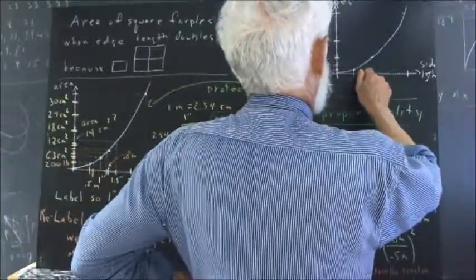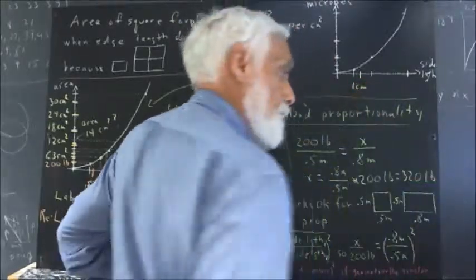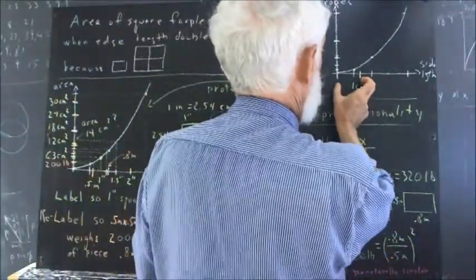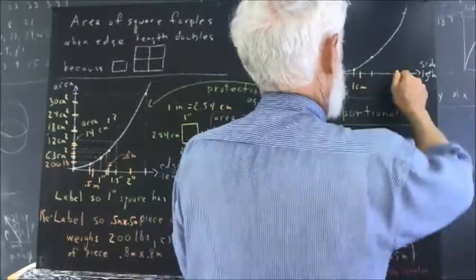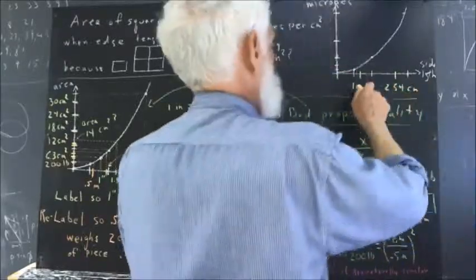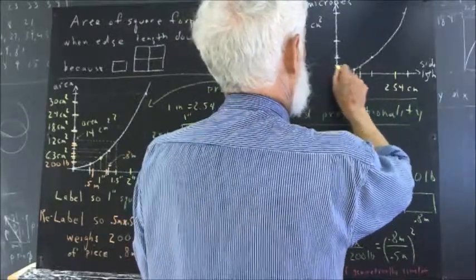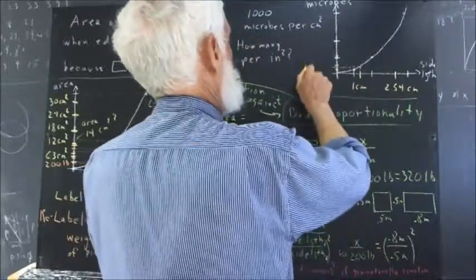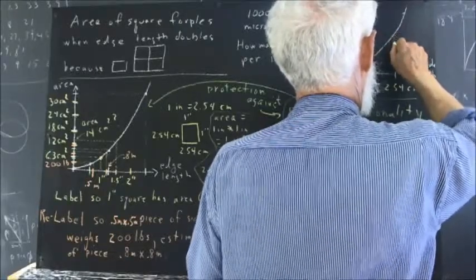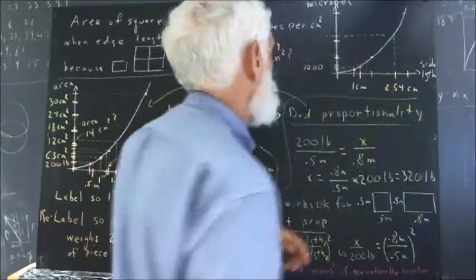So let's just put the 1 centimeter side length here, and then 2.54 of those. Well, let's see, here's 1, here's 2, here's another half. I'm going to say that's about 2.54 centimeters. So at 1 centimeter, of course, we know that that's going to correspond to 1,000 microbes. And 2.54 centimeters will then correspond to whatever number would relate to this.